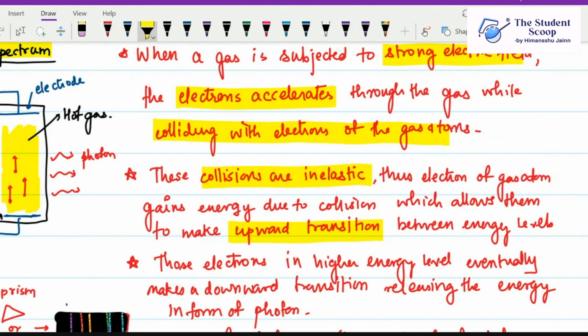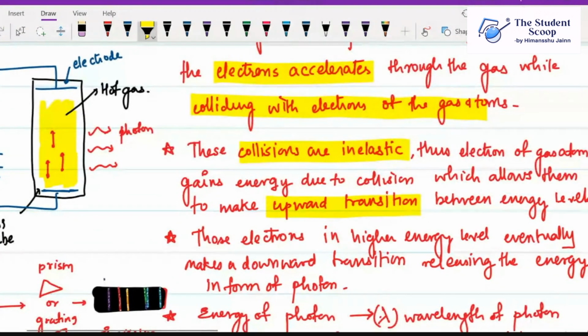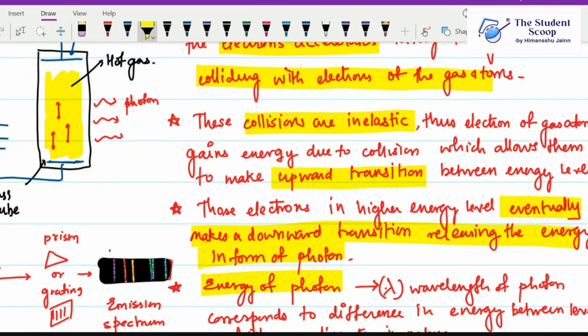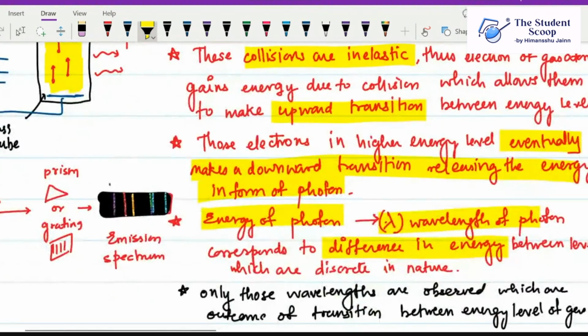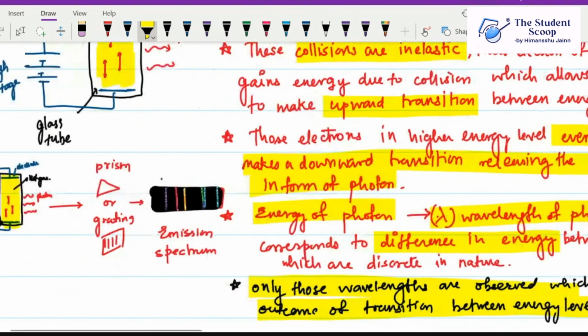Whenever they make an upward transition, they won't remain in the higher energy level because they are unstable there. So they will eventually make a downward transition, releasing that energy in the form of a photon. The energy of the photon has a wavelength, and that wavelength corresponds to the difference in energy, as we discussed earlier. Only those wavelengths will be observed which are the outcome of a transition. So this is what the emission spectrum looks like.